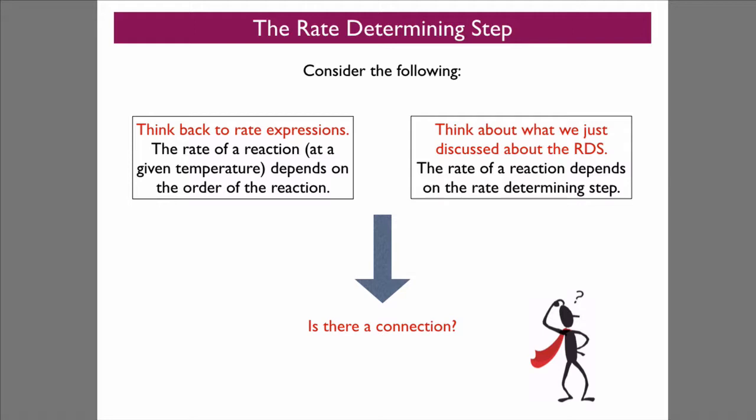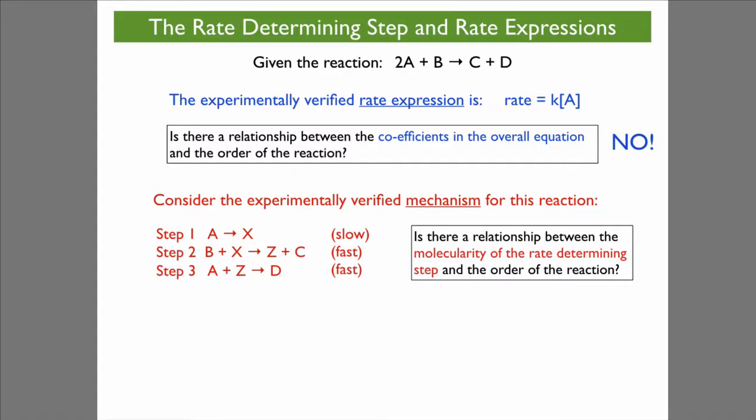Is there a connection between the two? Well, as you can probably guess, there is, or I wouldn't have mentioned it. Given this reaction, 2A plus B gives C plus D, the experimentally verified rate expression is rate equals k[A]. Is there a relationship between the coefficients in the overall equation and the order of the reaction?